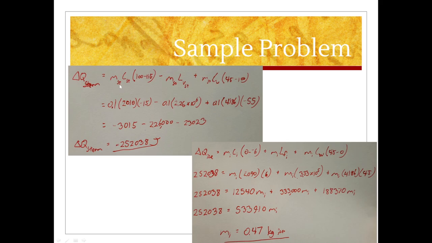So, this is the daisy chaining, the summation of all the individual parts. This is the MC delta T for cooling the steam, the ML for condensing the steam, and then the MC delta T for cooling the water.